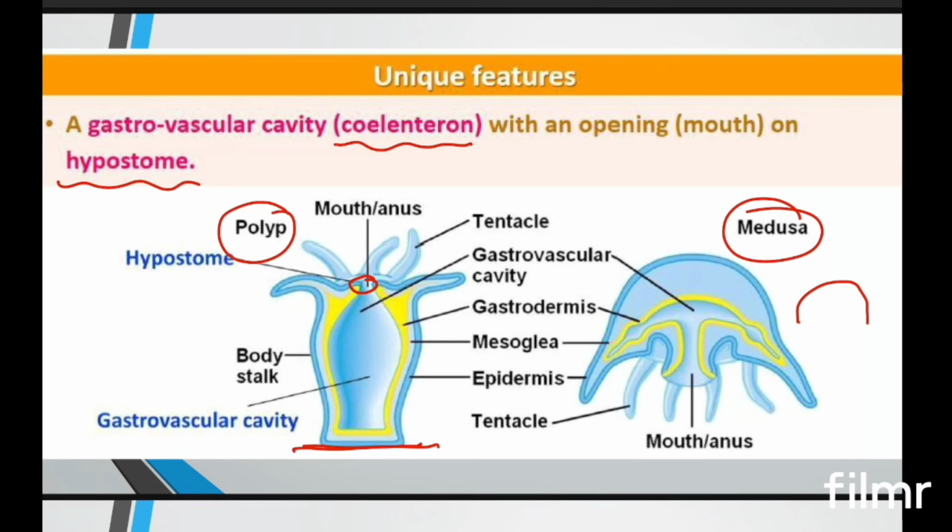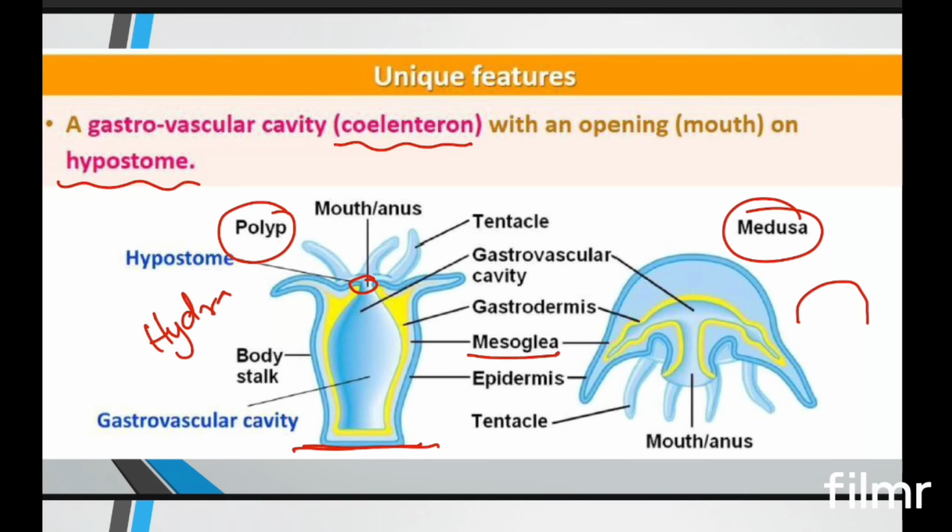So this is the structure of Hydra, you can see the structure very clearly, which is actually a polyp form. Hydra is an example of the polyp form and it has a gastrovascular cavity and a body stalk. You can see that the outer layer is the epidermal layer, and the mesoglea is there because it is diploblastic. Endoderm and ectoderm are there, with the mesoglea present in between. Tentacles will also be there and there will be a hypostome. This is the opening of that coelenteron cavity.